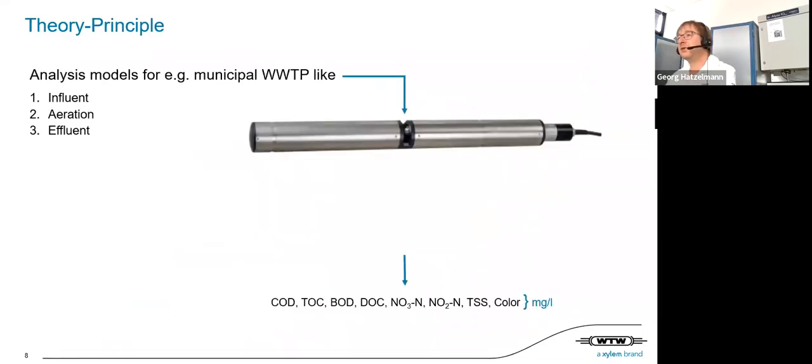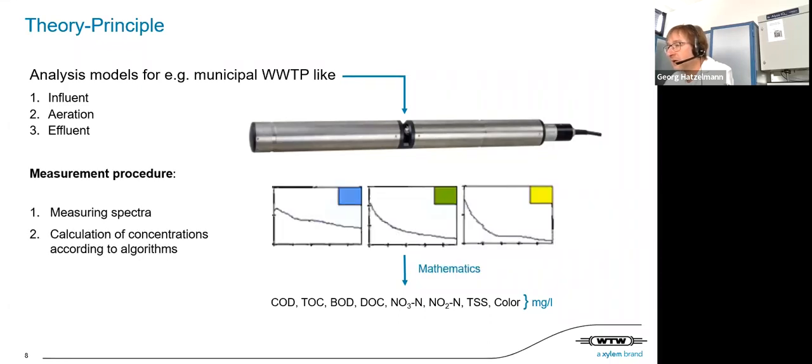The theory, principle, or background is that we have special analysis models, special algorithms for municipal wastewater, to calculate in the influent, aeration, and effluent. With this spectra, we can calculate the concentration of COD, TOC, BOD, DOC, NO3, NO2, suspended solids, and colors in milligrams per liter.